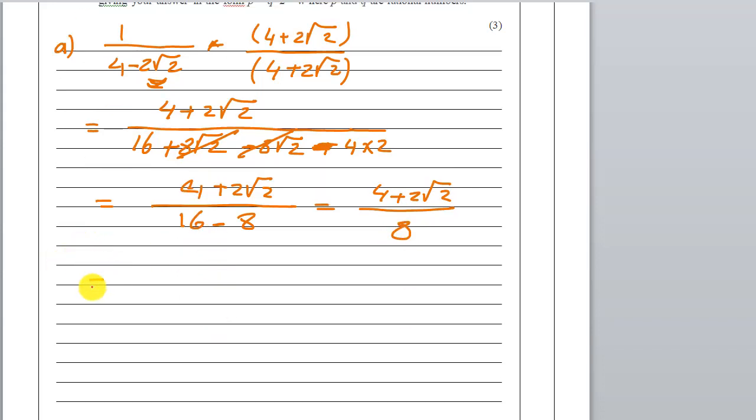So the final answer equals 4 divided by 8 equals half, plus 2 divided by 8 equals 1 over 4, 1 over 4 square root of 2, and this is the final answer.